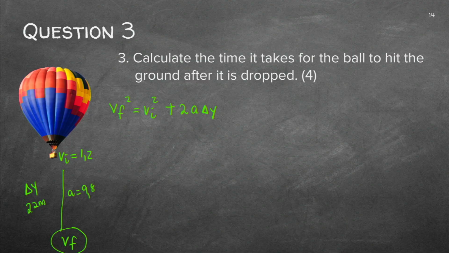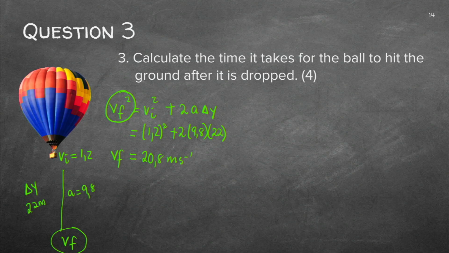So I can say I have to calculate the final velocity. It's starting with 1.2 squared. It's accelerating with 9.8, and I know the distance is 22. I then found, and remember this is squared, so you've got to find the square root, the final velocity as 20.8 meter per second.